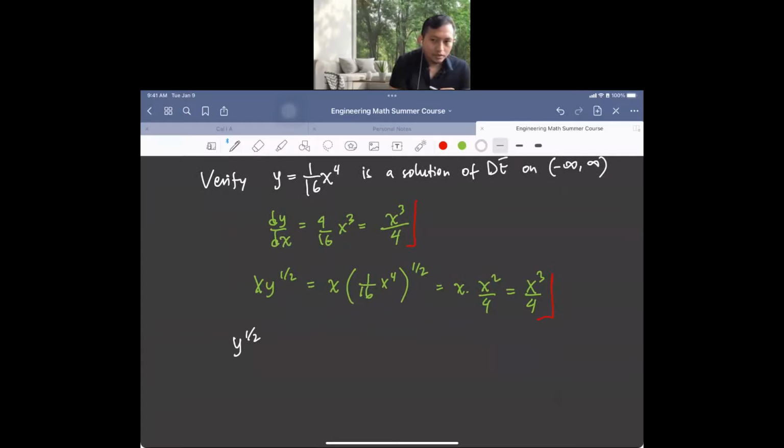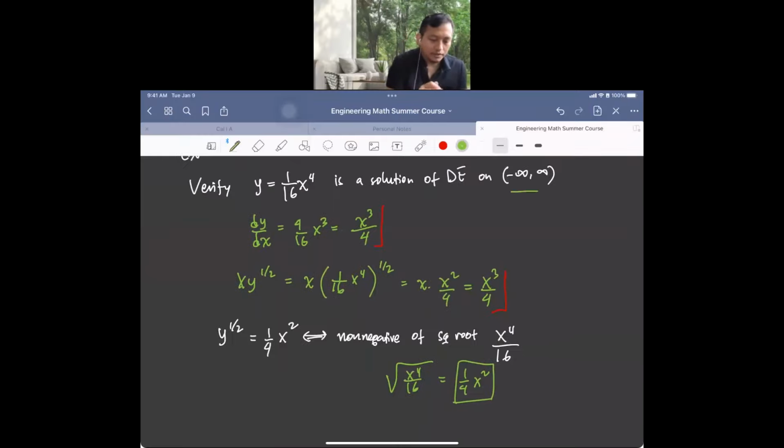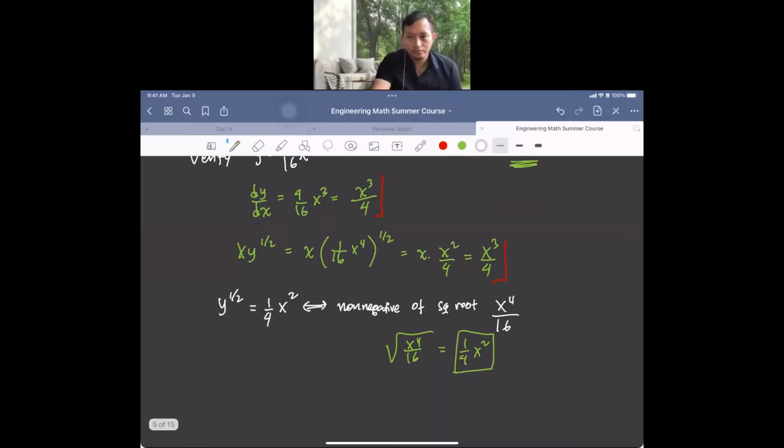and you see that y to the half is 1/4 x squared. This is by definition non-negative, right? Non-negative of the square root of this x to the power 4 over 16. So this 1/4 x squared is always non-negative, right? Just to take note. So we need also to consider the interval.